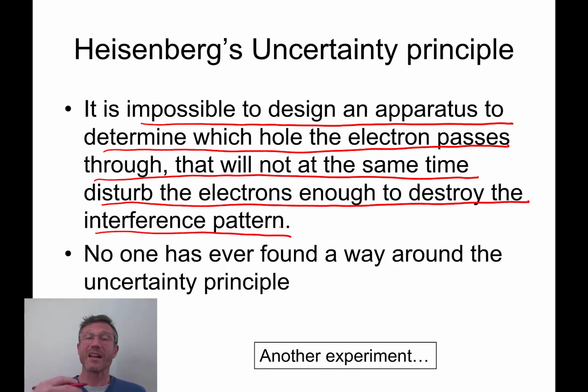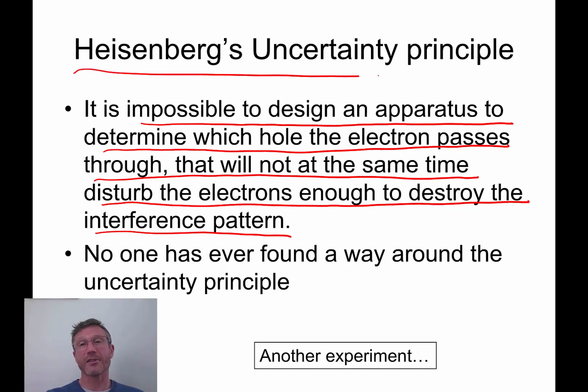Quantum mechanics, the mathematical framework that we'll develop, has to address this uncertainty principle. We're going to need a new set of mathematics to work with the uncertainty principle that is very different to the math used for classical physics. And nobody has ever yet found a way around the uncertainty principle.